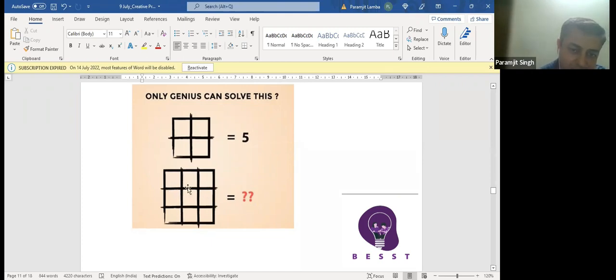So there is 1, 2, 3, 4, 5, 6, 7, 8, 9. This whole big one, 10. Then there is one over here, 11. There is one here, 12. Similarly, there is one here, 13. And there is one here, 14. So the answer to this is 14.